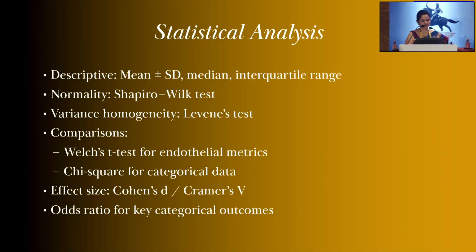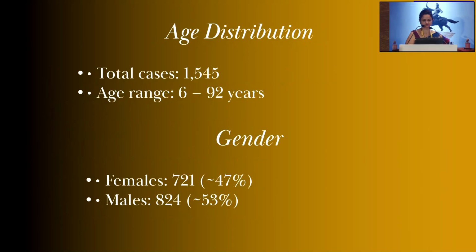Statistical analysis was done, and because the data set was very large, 1500 cases, and the number of cases with lower endothelial cell density or with lower visual acuity was far lesser than the ones with high, we first looked at whether it was normally distributed data or not, and then looked at the homogeneity of the data. Once it was found to be non-homogeneous, we subjected it accordingly to the Welch t-test.